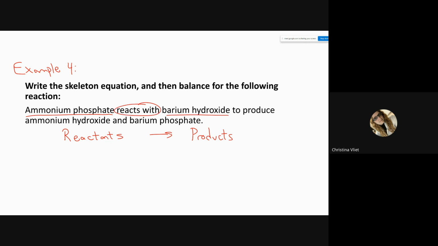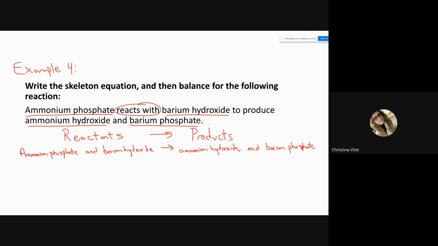These two, right? Both of them. So our reactants are ammonium phosphate and barium hydroxide, right? What are my products? To produce two things, right? Ammonium hydroxide, now you may be understanding why I told you I was giving you the polyatomic ions on the test. And barium phosphate. Do you see any polyatomic ions in here?